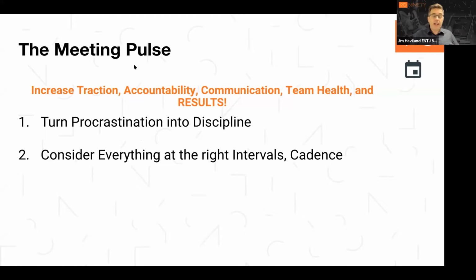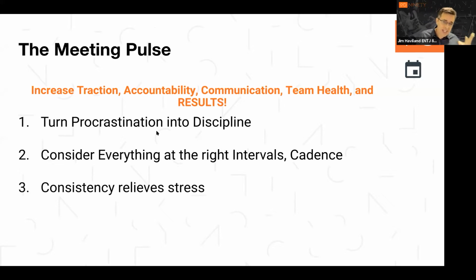And then make sure you've got a place for everything: the 2-day annual, the 1-day quarterly, the 90 minutes we spend every week as a leadership team. The right interval, the right cadence for making sure the right things get considered, because it relieves you of all the tension of, are we dealing with all the right things? Once you can let that go, you can focus on what's really most important right now. And then the third thing, I like to break it down to 3s: dealing with procrastination, making sure you have a place for everything, and the consistency.